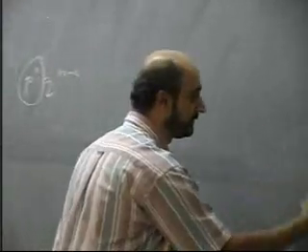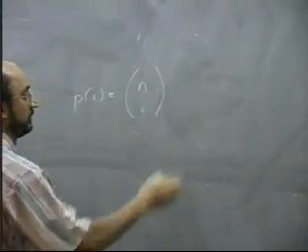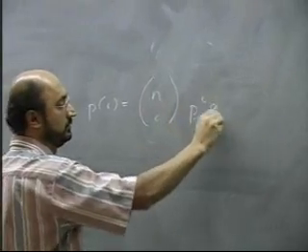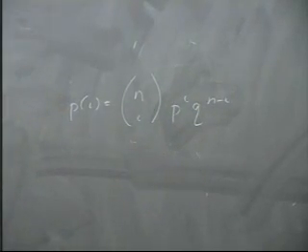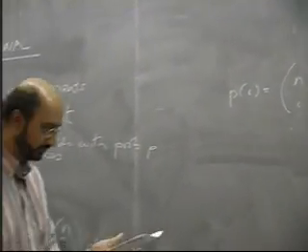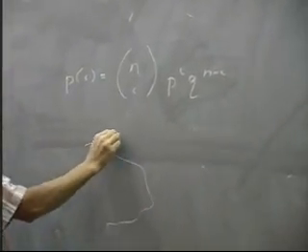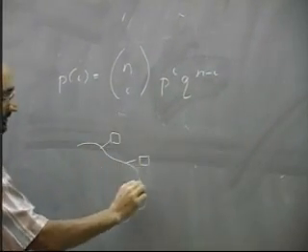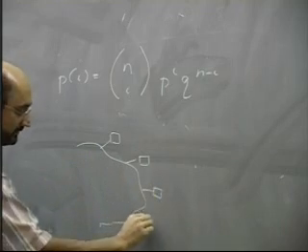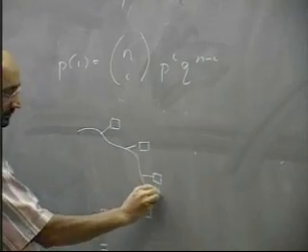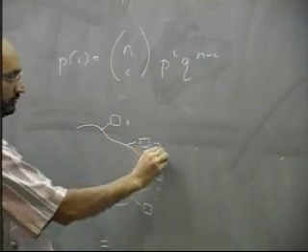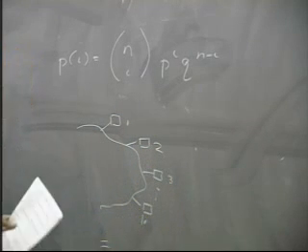Let's just stick with this over here. P of i is n choose i, p to the i, q to the n minus i. So perhaps it's easier to look at an example. Let's say we have a LAN segment which has, let's say, 10 Ethernet stations on it. So 1, 2, 3, up to 10.